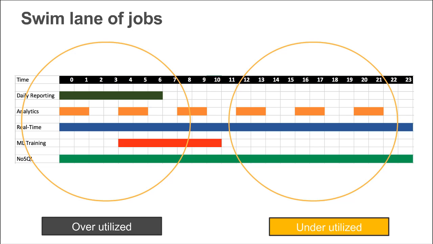So the swim lane is a really, really nice way of visualizing your job scheduling for a given Hadoop cluster. And it's really useful because what it allows you to do is figure out how your cluster is being utilized and, more importantly, where it's underutilized.